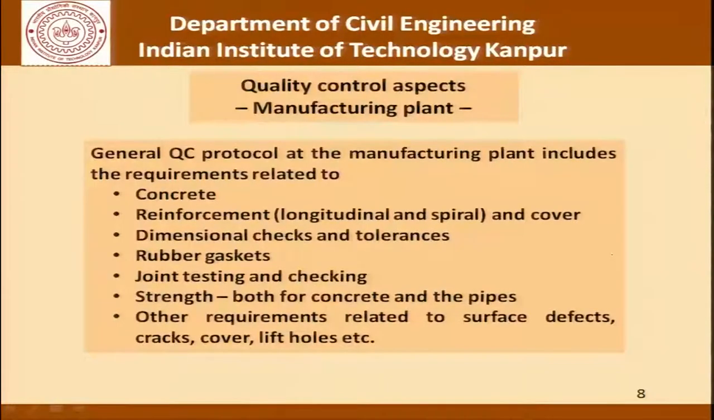Continuing with our discussion on the quality control aspects of the manufacturing plant, these issues will relate to concrete, reinforcement, both longitudinal and spiral, and cover, dimensional checks and tolerances, rubber gaskets, joint testing and checking, strength both for concrete and the pipes, and other requirements related to surface defects, cracks, covers, lift holes and so on. So these are some of the checklist kind of points which we need to make and ensure that all of them are appropriately ticked as we move forward in construction of the pipeline.